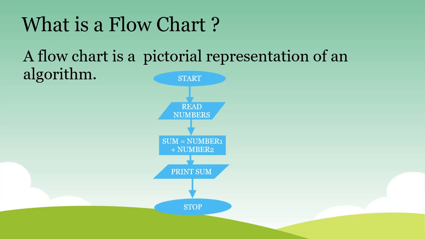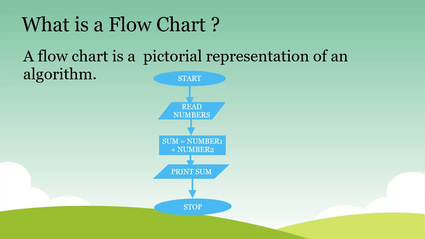And in this flowchart, I have used different symbols. For start and stop, these are actually the terminals. I used an elliptical shape, or you can also use a rectangle with rounded edges. Read number is the input. For that, I have used a rhomboid shape. Print sum is the output, and for that I have used a rhomboid shape itself.